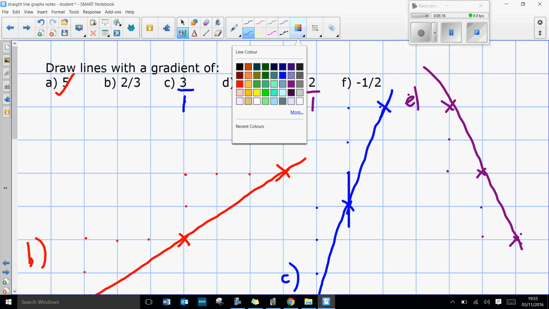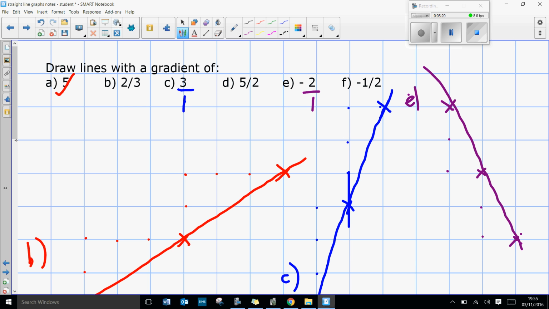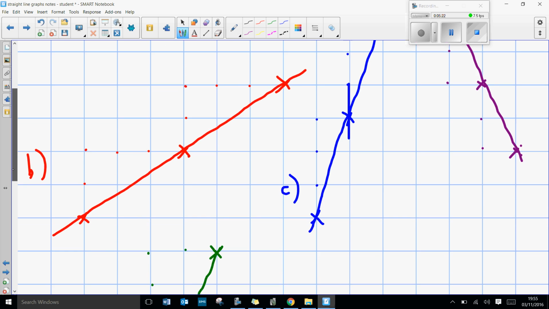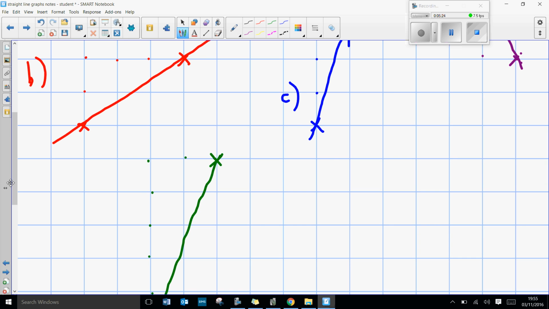And the final example is negative 1/2, so it's already a fraction. So it's a negative gradient, so I'm going to start at this point, so I'm going to go down 1 and across 2. Down 1 and across 2. And there is my gradient of negative 1/2.